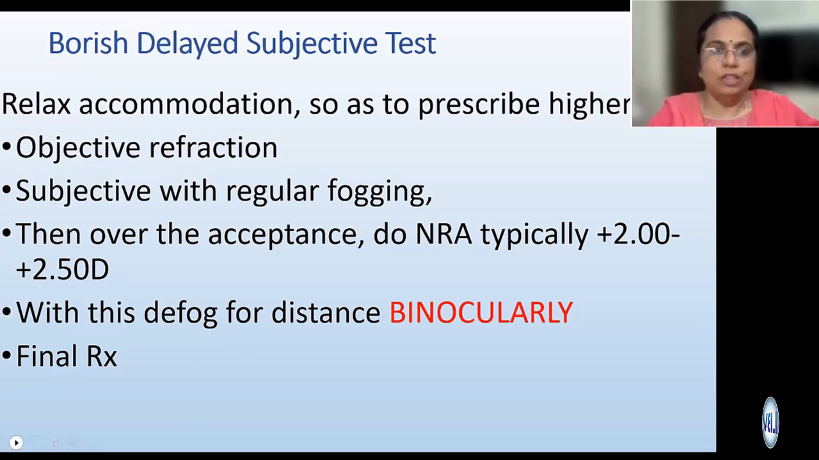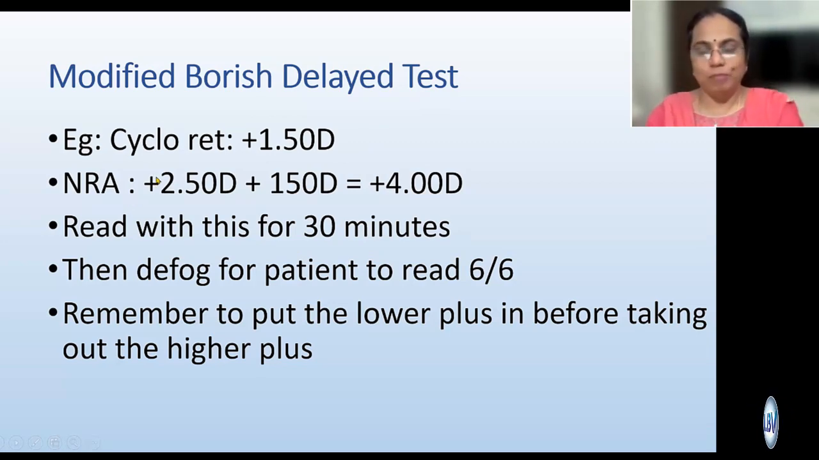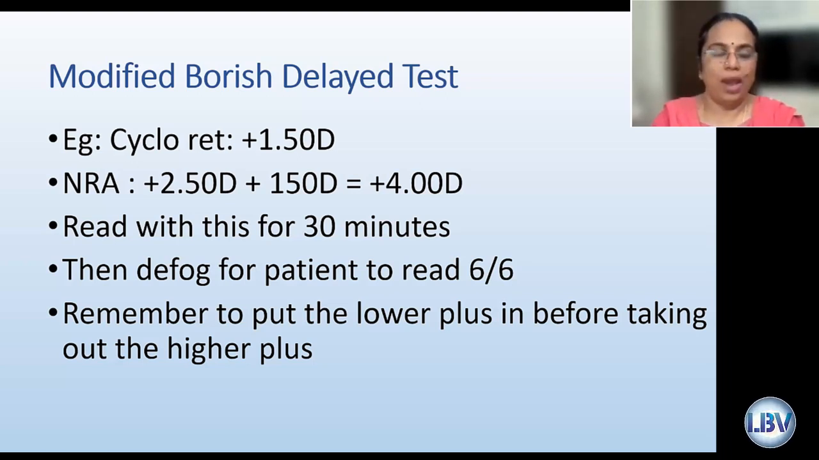Now the next thing that you could also do is something called the modified test where, for example, the cyclo retinoscopy value is +1.5 and the patient has come to you for a post-cycloplegic test. Lots of people call it the post-mydriatic test. It's not a dilation test that we're doing. It's a cycloplegic test that we're doing, right? So I like to call it the PCT, or the post-cycloplegic test, where I then do the NRA.